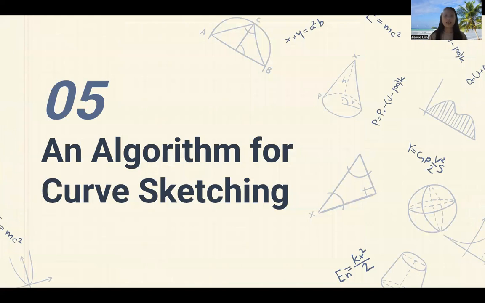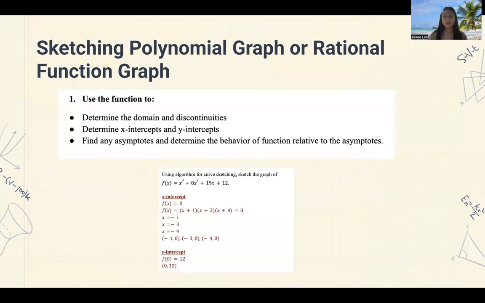Lastly, I'll be explaining how to sketch a curve, which is basically the algorithm for curve sketching. First of all, we use the function to determine the domain, discontinuities, x and y intercepts, and also to find any asymptotes and determine the behavior of the function relative to the asymptotes. The example question that I use is a polynomial function graph. Therefore, there will not be any asymptotes. So for this equation, we will only find the x-intercept and y-intercept.